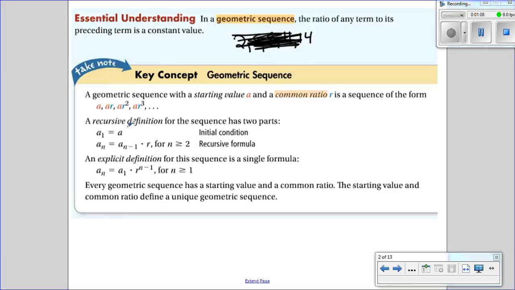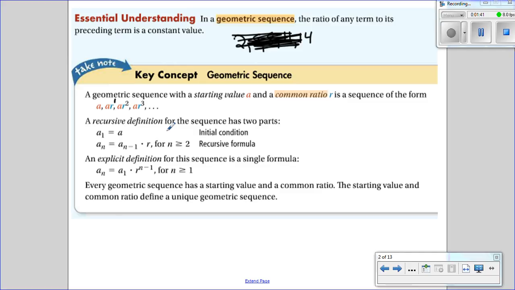Okay? In a geometric sequence, you start at a value, and then you have a common ratio, and that ratio we're going to call R. So A is our starting value, R is the common ratio, and the sequence takes the form of this. So you have just A. The next time it's A times that ratio to the first. They don't show it, but this is to the first. The next time it's A times R, that ratio squared. Then it's A times that ratio to the third, and so on.